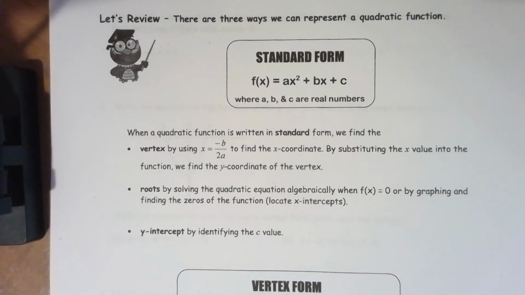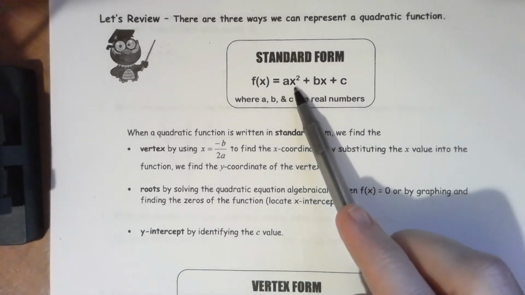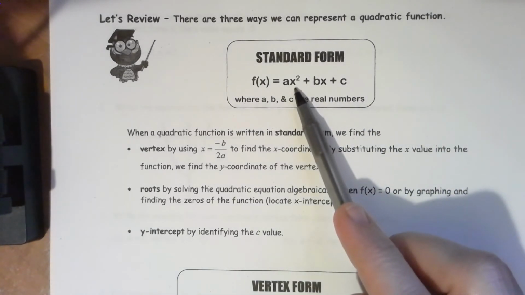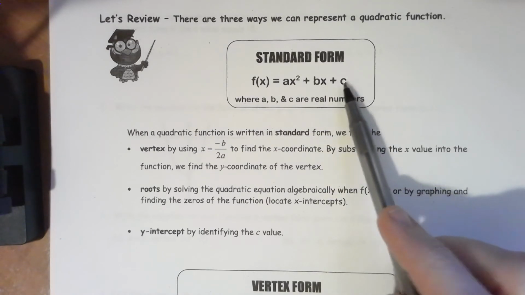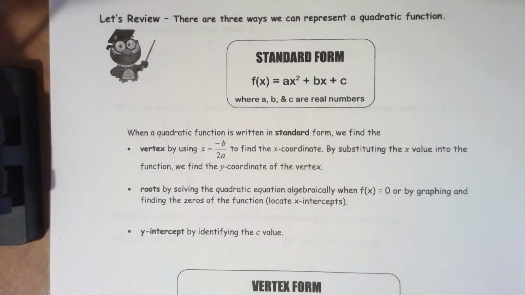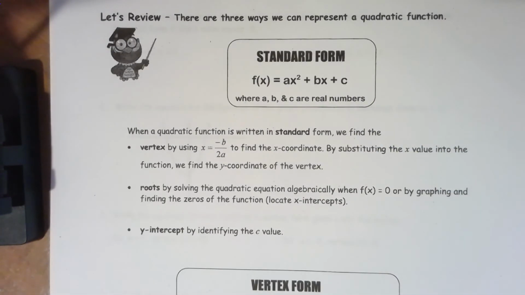Okay, on our next page, we're seeing that there are 3 ways we can represent a quadratic function. The first one is the standard form, where we write it with the highest degree of the variable first, the x squared. Then we write x to the first, and finally the constant. And a, b, and c are real numbers.